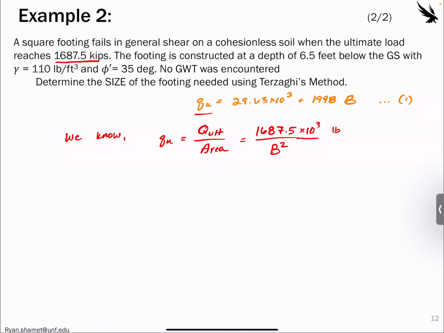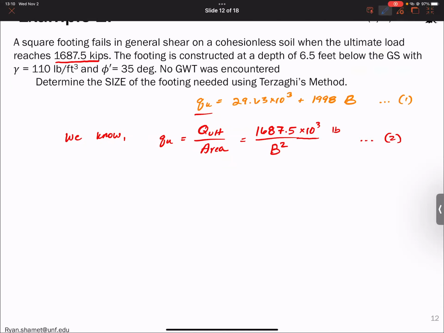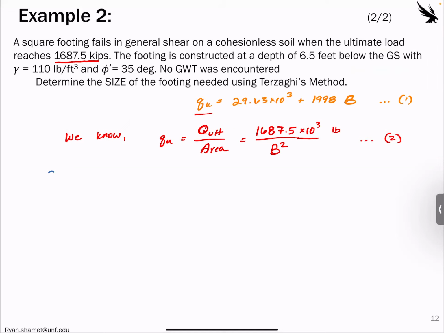So now we have a second equation here. We still have B and we still have QU, that's unknown, but now we have two equations. So we have two equations, two unknowns. I know that's everyone's favorite thing to do in life. So what we're going to do is equate 1 and 2, so combine these two here. Just set them equal to each other, and then solve for B.